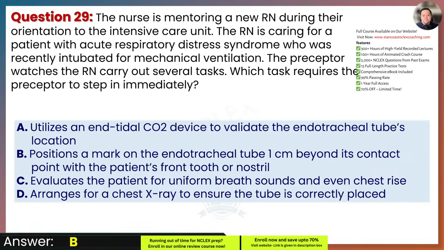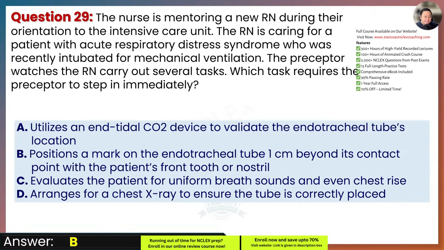And why is that? Well, in this case, the nurse is mentoring the new RN working with a patient who has acute respiratory distress and has been recently intubated. And so the focus here is on ensuring proper placement and management of the endotracheal tube, which is very critical in airway management. And so the task that requires the preceptor's immediate intervention is letter B.